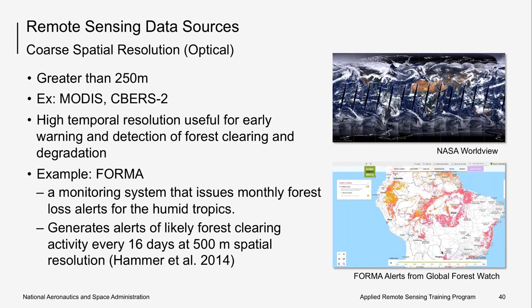By utilizing the MODIS data, FORMA generates alerts of forest clearing activity every 16 days at 500-meter resolution. The alerts go back all the way to January of 2006 and allow you to see where forest loss has happened and help understand why it's happening. It's made of several data component types, such as vegetation intensity and VIIRS data from MODIS, precipitation data from NOAA, and historical data on forest clearing.